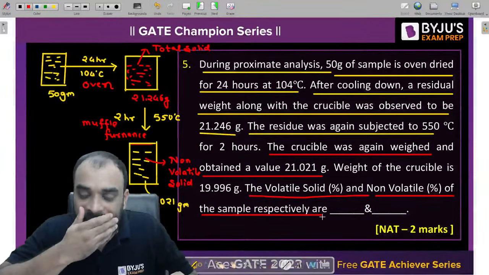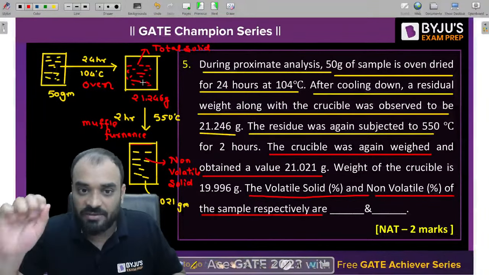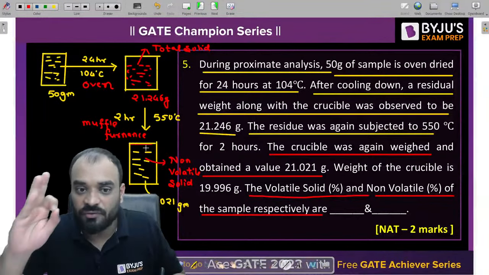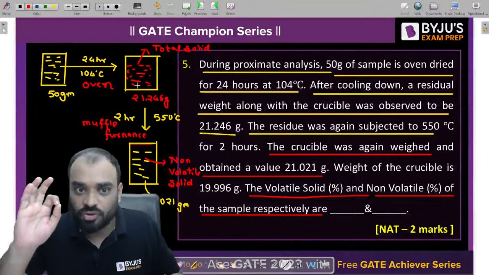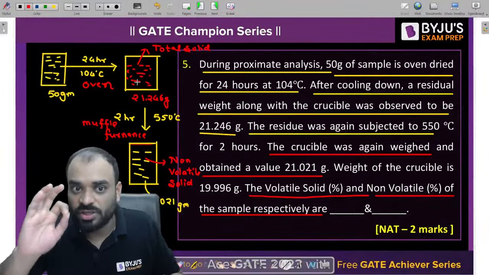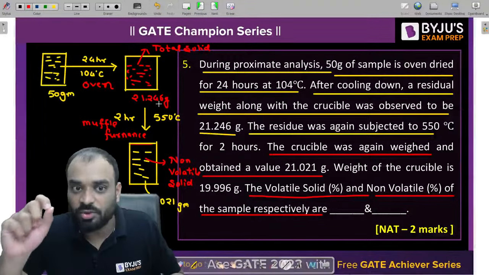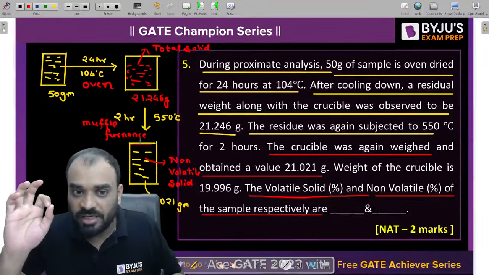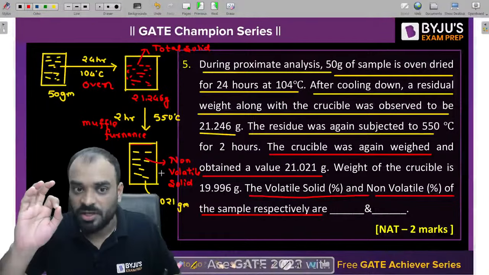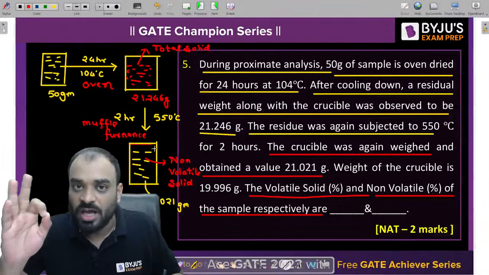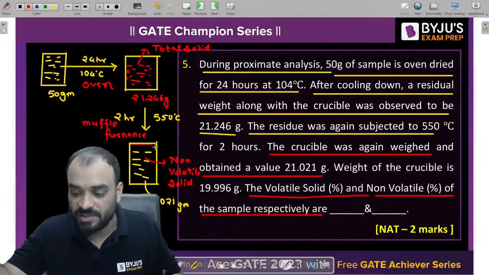Now first I wish to calculate the amount of volatile solid present in the sample. How can we calculate it? The weight of crucible plus the weight of total solid is equal to 21.246, and the weight of crucible plus weight of non-volatile solid is equal to this one. So if I subtract these two values, I will get the volatile solid concentration, correct?